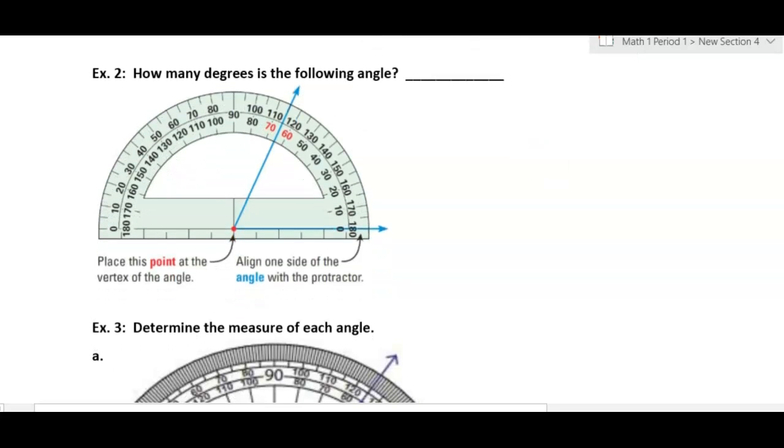So if I looked at this here, how many degrees is this angle going to be? Well, if I look at this angle, does it look like it's more than 90 degrees or less than 90 degrees? It's less than 90 degrees. Therefore, we know if it's eating to the right, we use the bottom numbers. And if I guesstimate, it's 10, 20, 30, 40, 50, 60. Here's 70, so it's right in the middle of 60 and 70. So we're going to say 65 degrees.